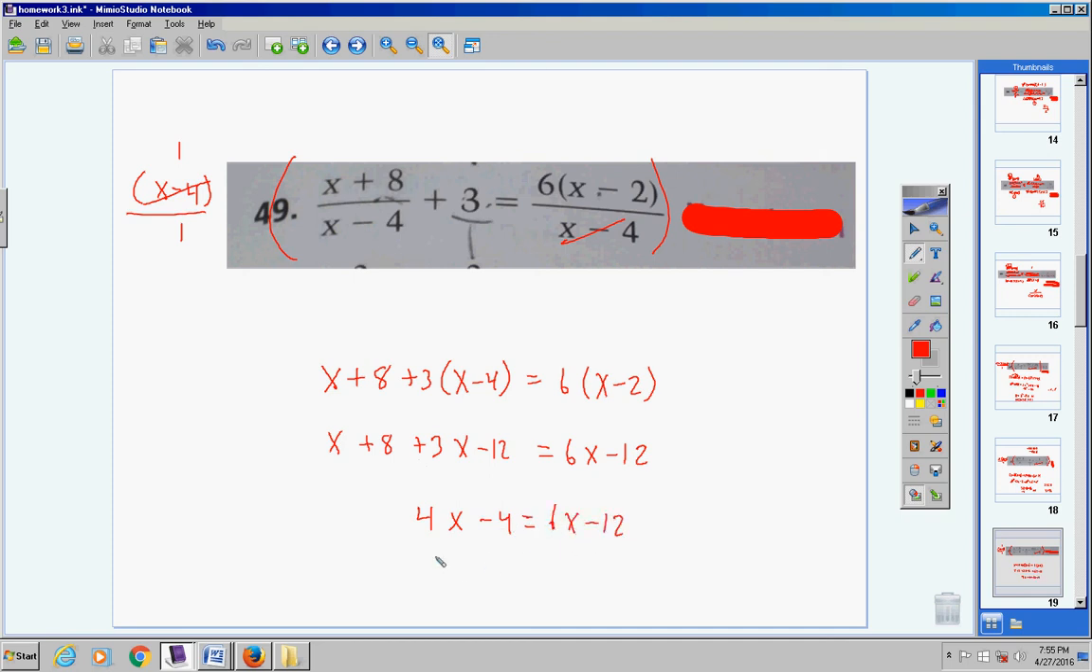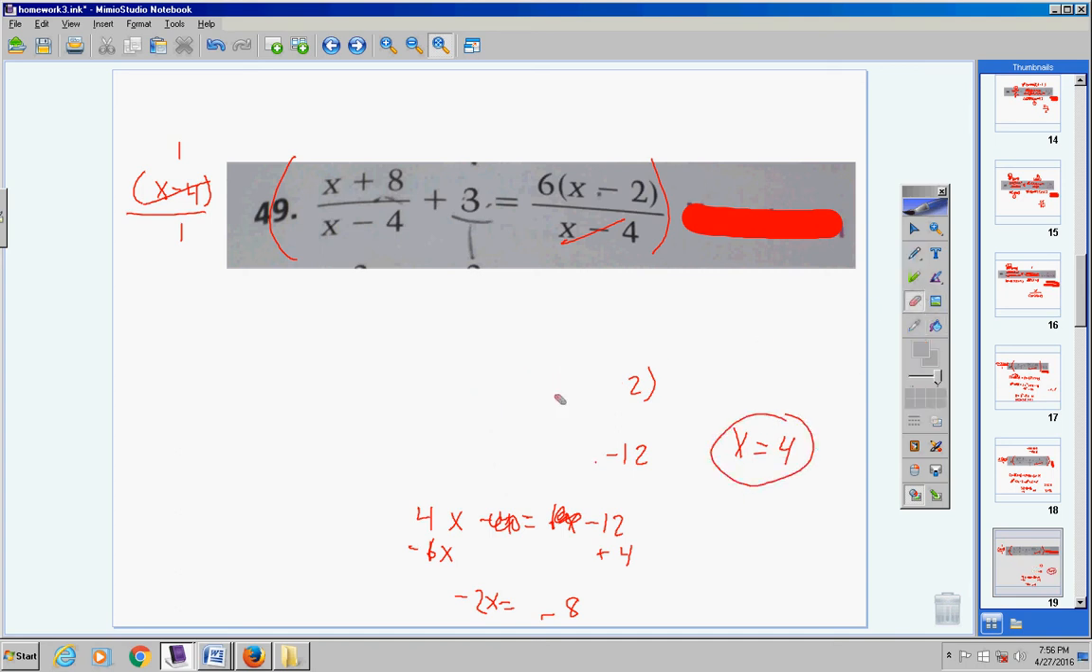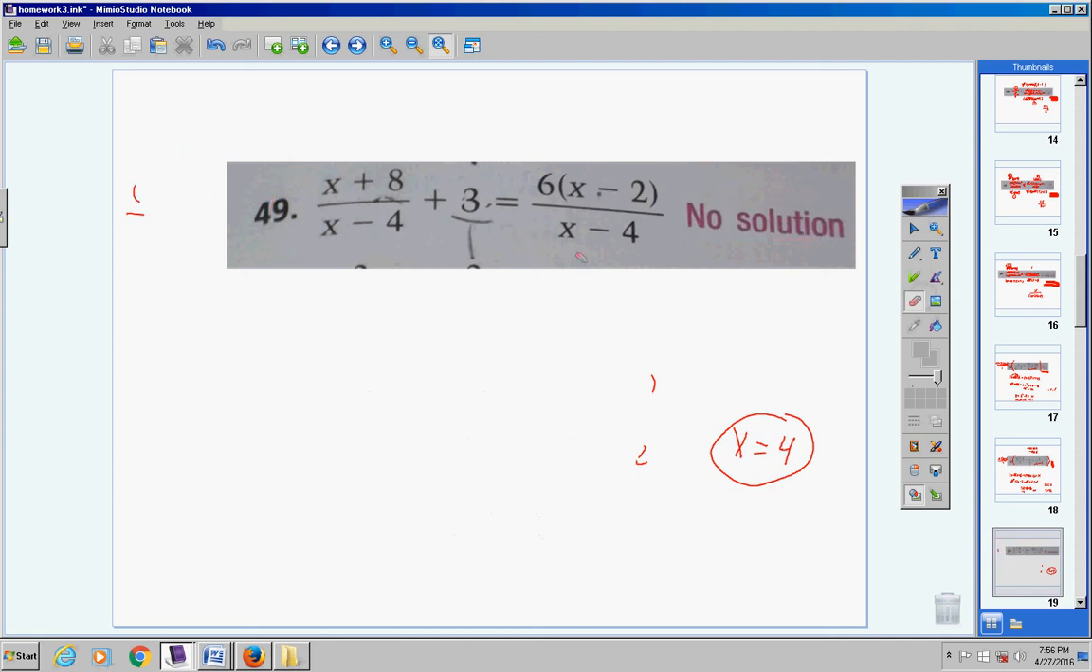Bring your 6x over and make it a negative 6x. Bring your negative 4 over and make it a positive 4. And you're left with negative 2x equals negative 8. Now divide both sides by a negative 2. Negative 8 divided by a negative 2 is a positive 4. So there's your answer. However, students, please look at the original problem, the denominator. If you go to check this answer and you put a 4 in for x, you're going to have 4 minus 4 right here. That gives you 0 for a denominator. You can never have a 0 in a denominator, so there's no way this answer works. So 4 does not work, so the answer is no solution.